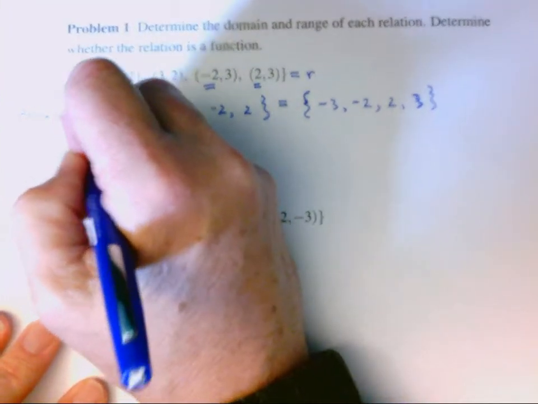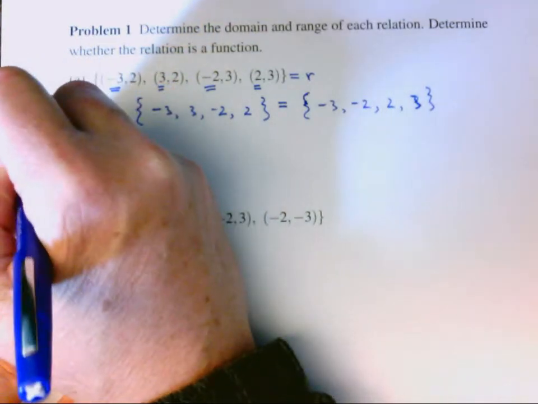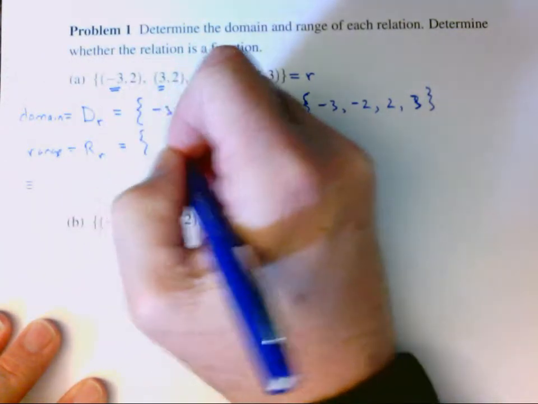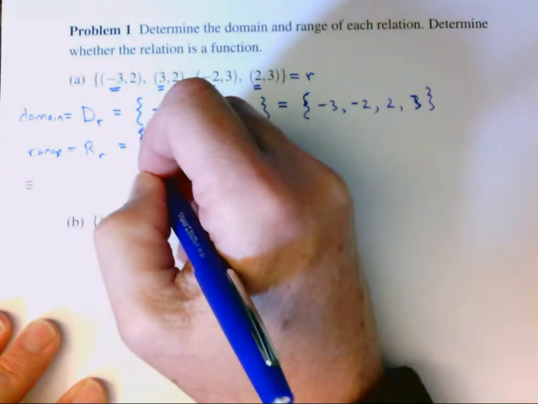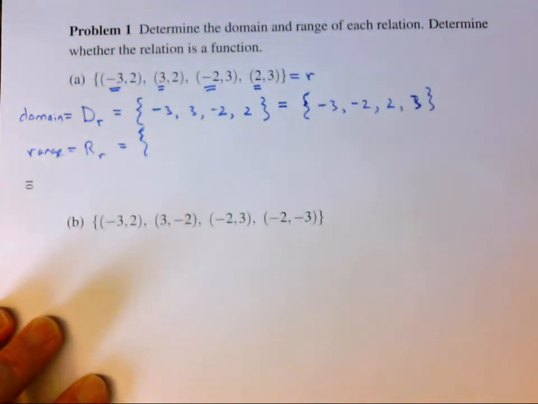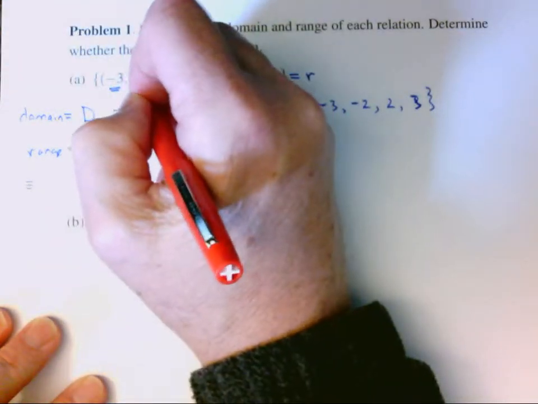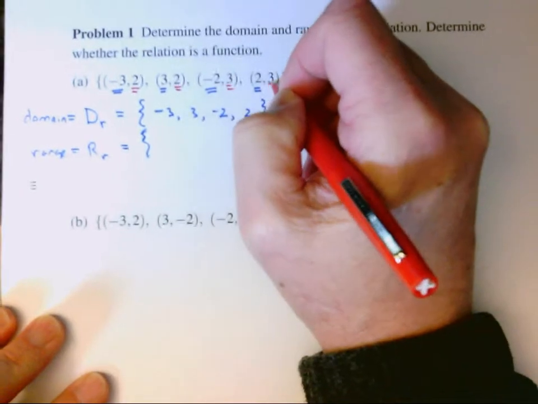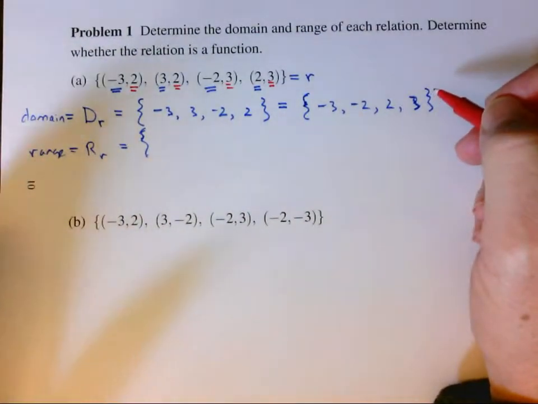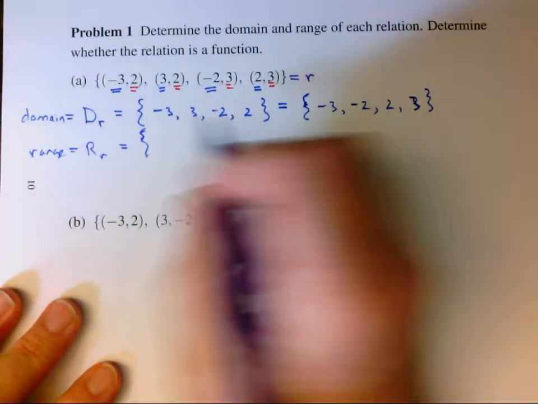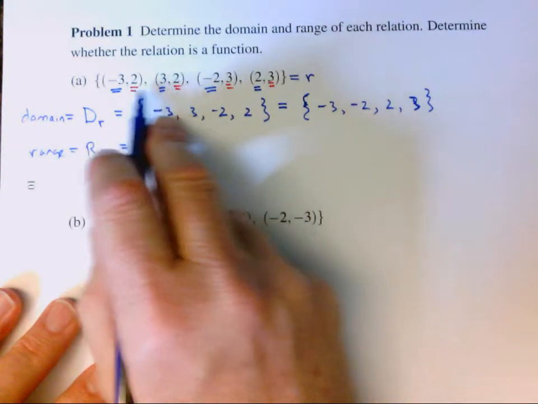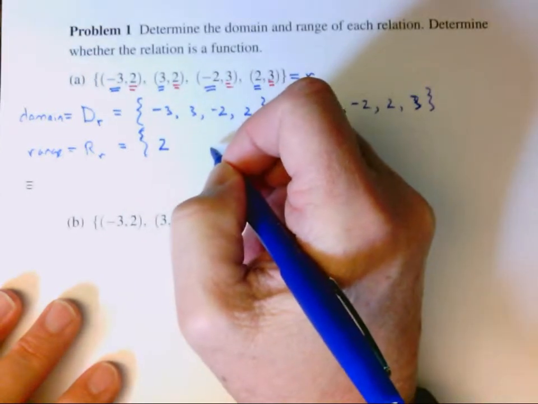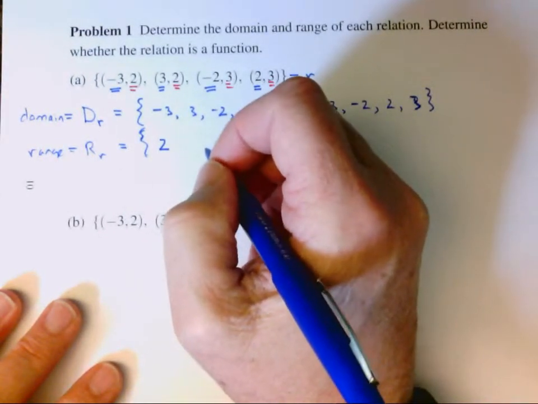The range. That's going to be the set of all y values. Well, there's a 2, there's a 2, there's a 3, there's a 3. Now, that means there are only 2 of these things. Repeats don't matter. If 2 is a member of the set, writing it down twice doesn't make it any more of a member.